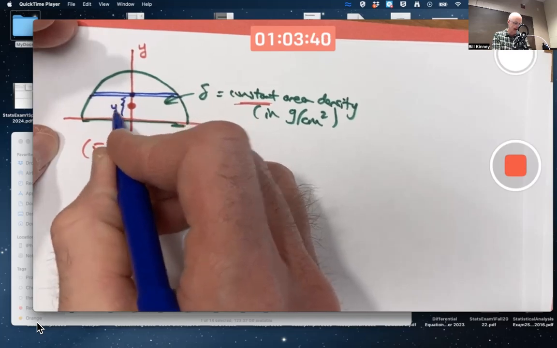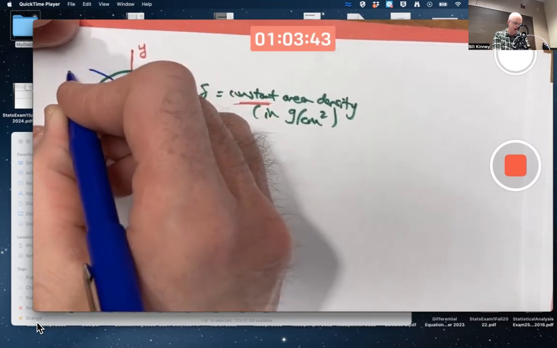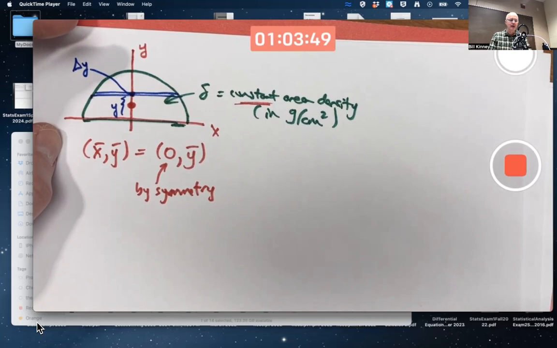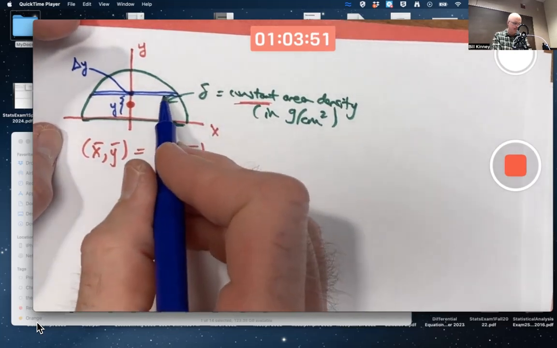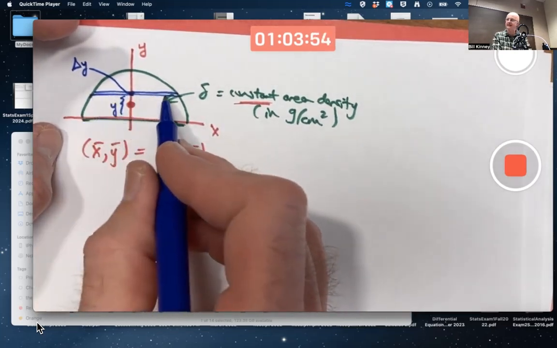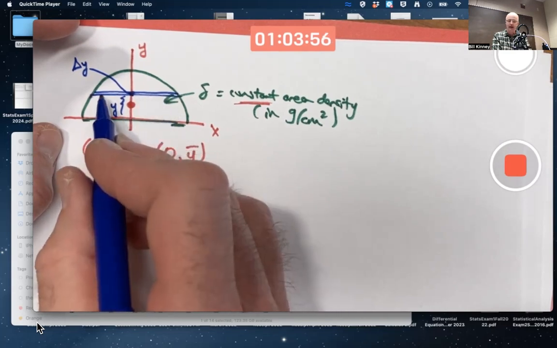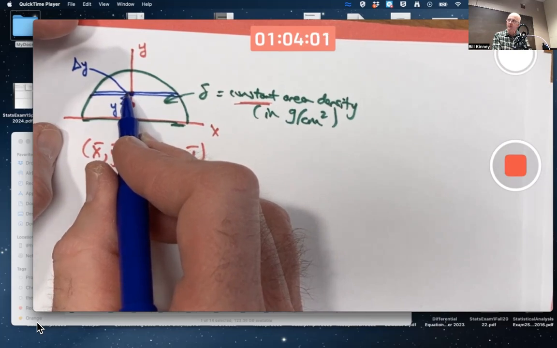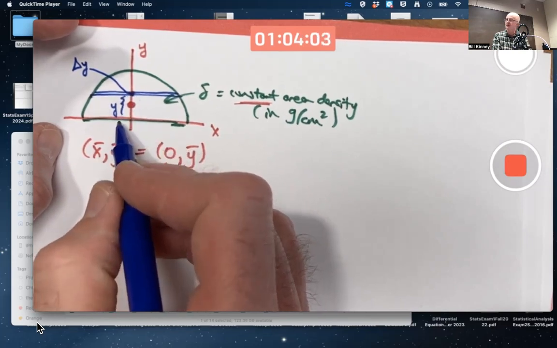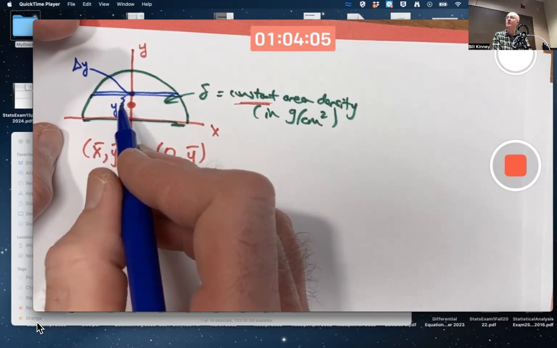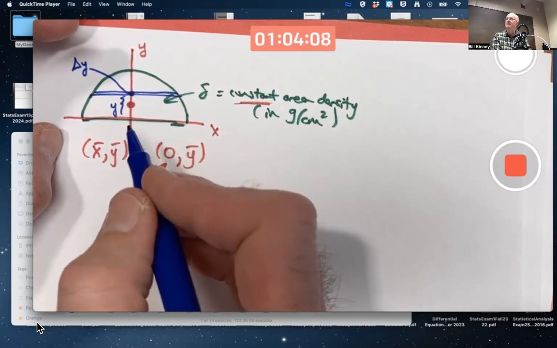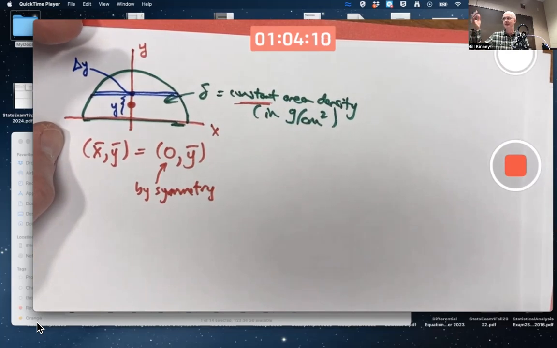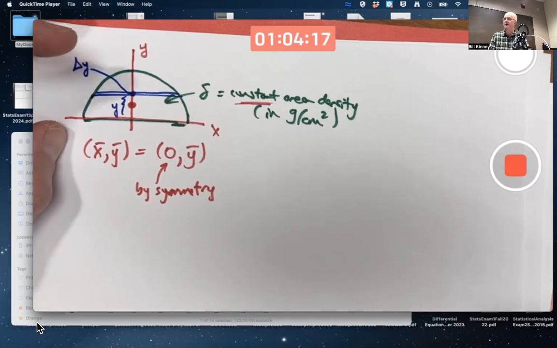Say that distance is y. Say this length right there is delta y. And effectively, figure out the small mass of this thin slice. Imagine all that mass is on the y-axis. Its moment will be its mass times y itself. Add those up to get the total moment. Convert to an integral to find it more precisely. Divide by the total mass to find y bar, the center of mass in the y direction.